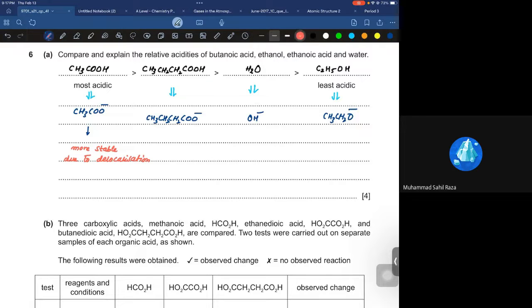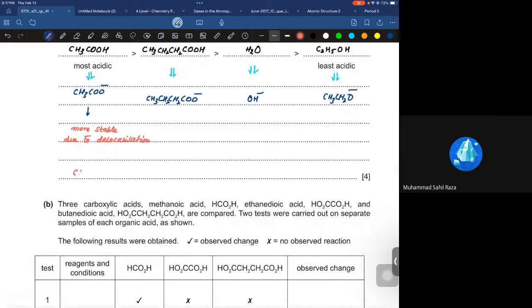And also I can say that its structure is this OH bond. So I'm going to have a comparison between these two, ethanoic acid and propanoic acid. This is butanoic acid basically. So, this is an electron donating group.